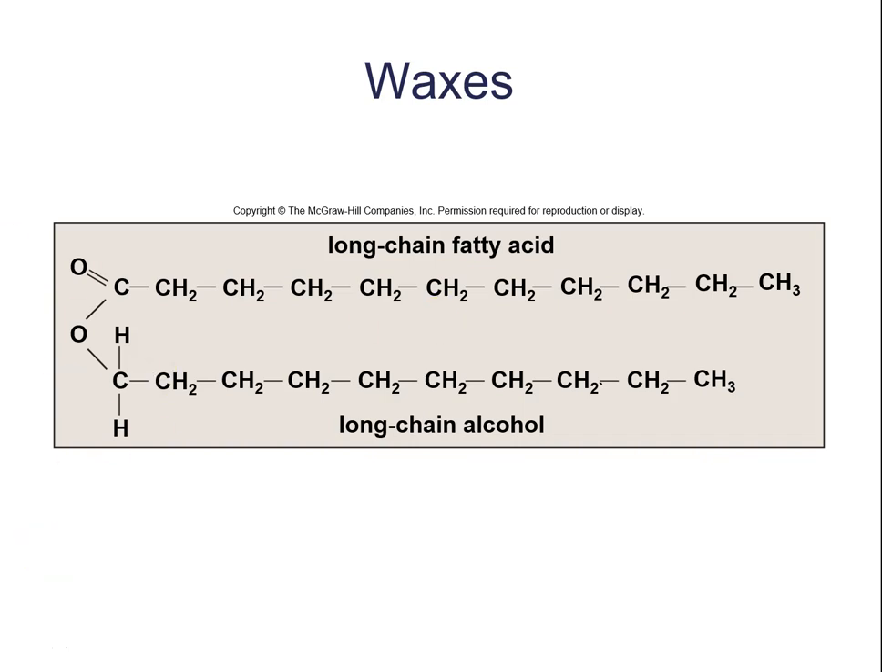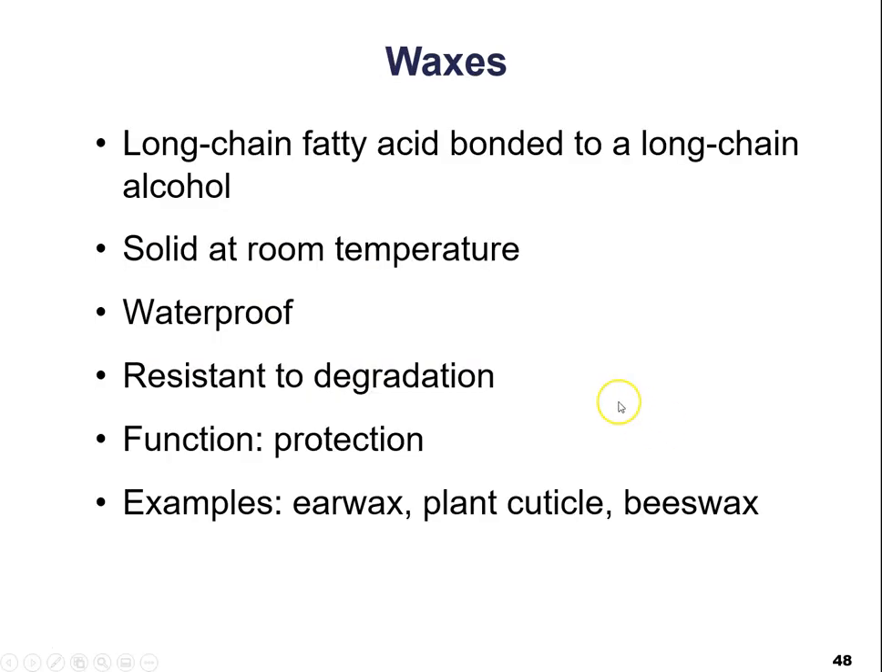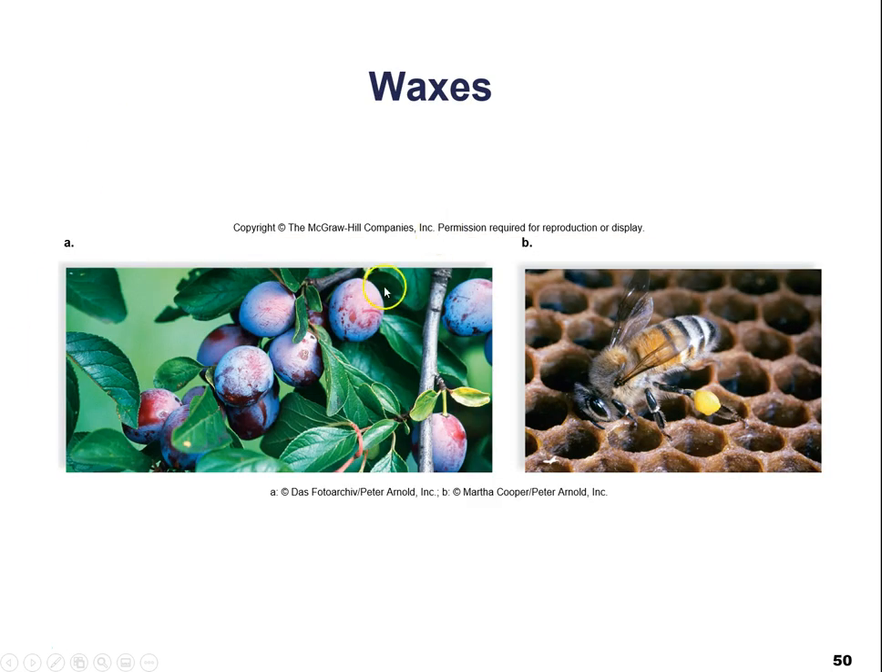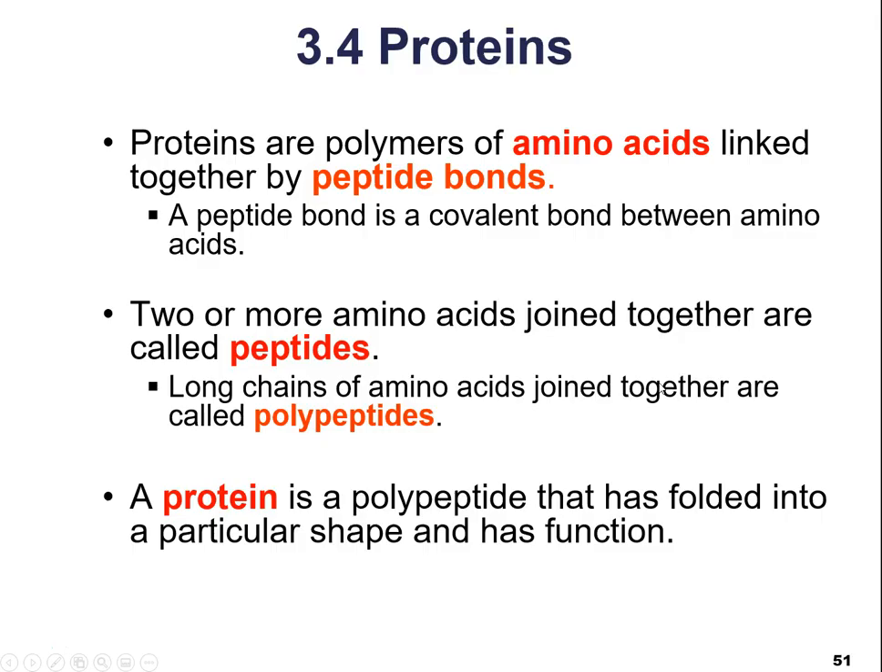And so this is what this is showing you here. You have your long chain fatty acid and the long chain alcohol, okay? Which are bonded together, right? Okay, so this is just showing you again this waxy substance. This is surrounding the grapes, but also surrounding the leaves, and then also showing you beeswax.